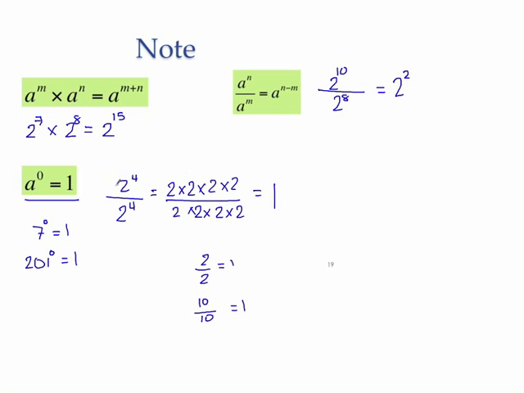Okay, because if we look at the powers, I've got 2 to the 4 minus 4, which is just 2 to the 0, and we know that's going to be 1.